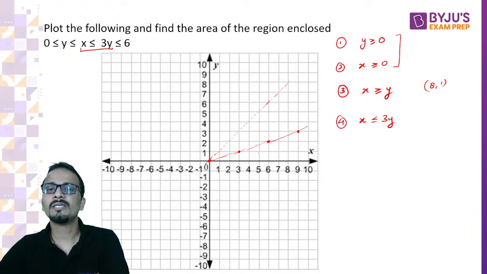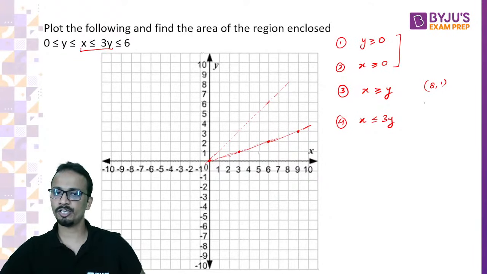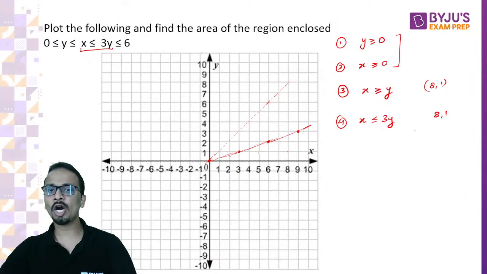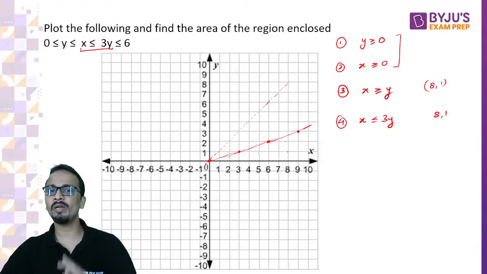Okay, now this line that I have drawn, x less than equal to 3y. So will you consider the region which is above this line or below this line? So again, I'll consider the same point, 8 comma 1. Will 8 comma 1 satisfy this inequality? No, 8 comma 1 is not satisfying this inequality. So the region which is above this line will be considered.